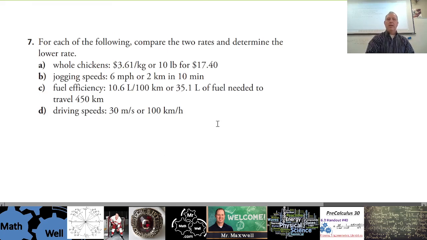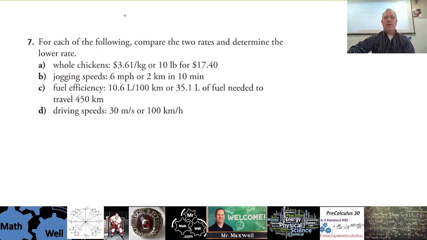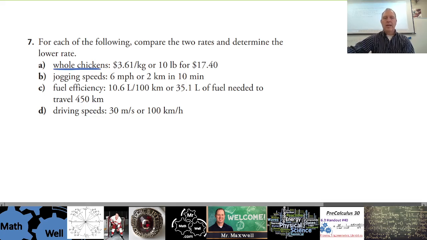Okay, one more. I thought number 7 maybe was a bit tricky, so I'll go over number 7 with you. So check your answers to number 7. But I'll go by it pretty quick here. For each of the following, compare the 2 rates to determine the lower rate. So whole chickens, there's 2 rates. One is $3.61 per kilogram, and the other one is 10 pounds for $17.40.